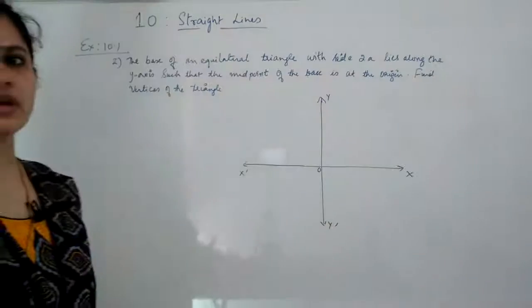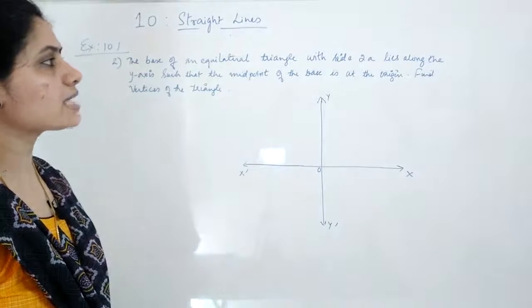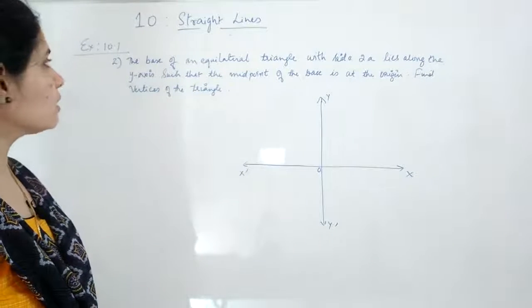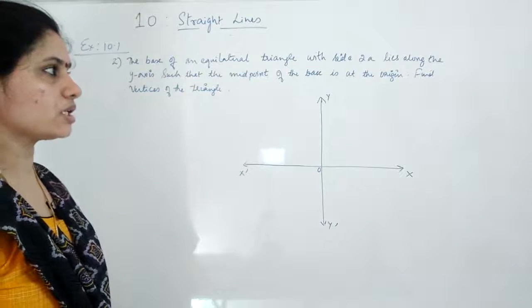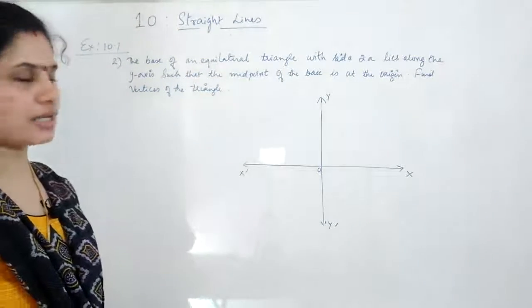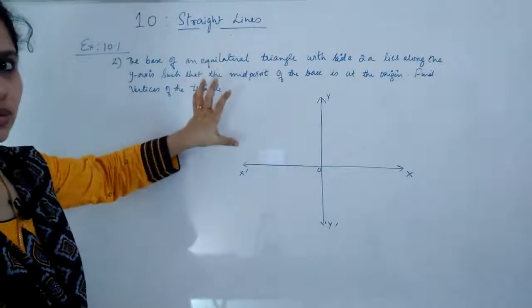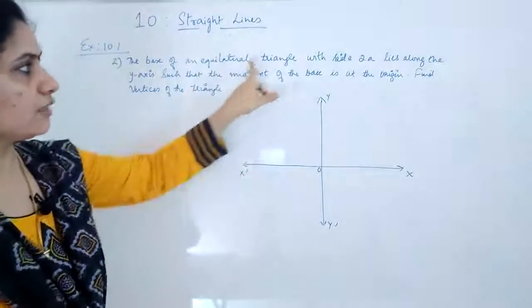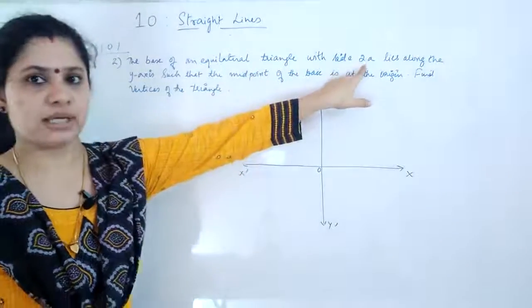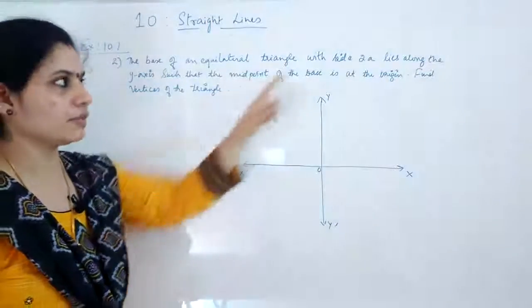Okay. Question number 2 is, the base of an equilateral triangle with side 2a lies along the y-axis such that the midpoint of the base is at the origin. Find the vertices of the triangle. So the condition which they have given us: you have to consider the equilateral triangle, that is, all the three sides are equal. And if they are saying side 2a, that means each of the sides of the equilateral triangle will be 2a.